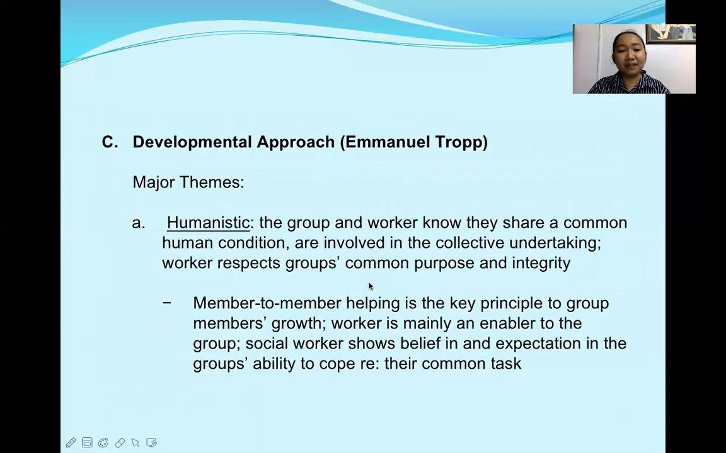Then the developmental approach by Immanuel Kant has different themes. So we have the humanistic, in which we understand that the group and the worker are sharing common conditions and they are involved in a collective undertaking. There is the member-to-member helping approach, which is the main principle to the growth of the members.